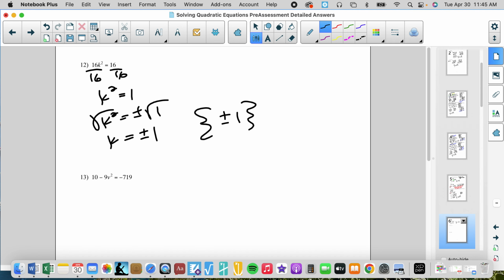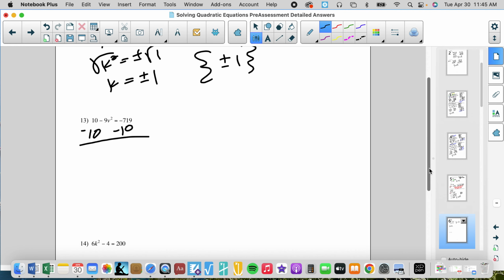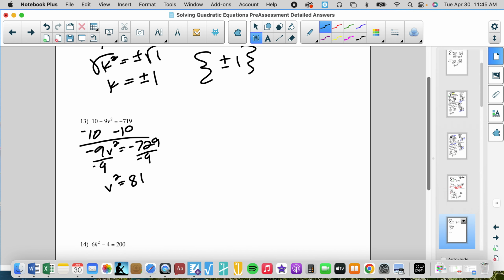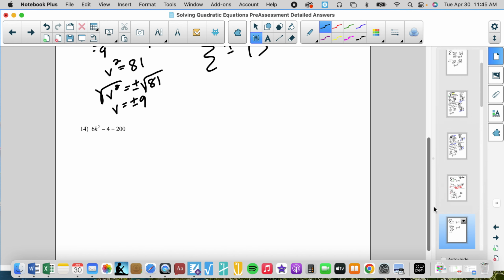That's a fun one. Let's get rid of, we're isolating. So negative 9v squared equals negative 729. Divide by negative 9. Gives me v squared equals positive 81. We'll take the square root. And we get v equals plus or minus 9. So plus or minus 9 would be the answer there.